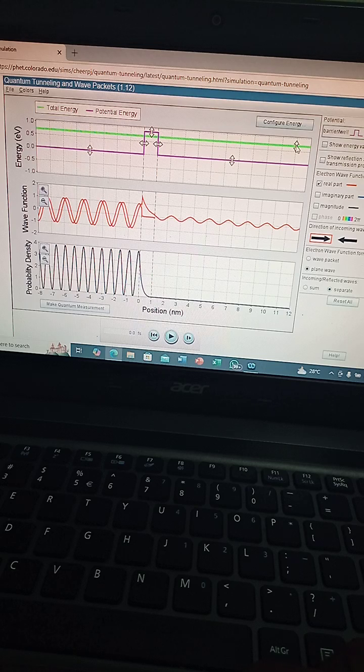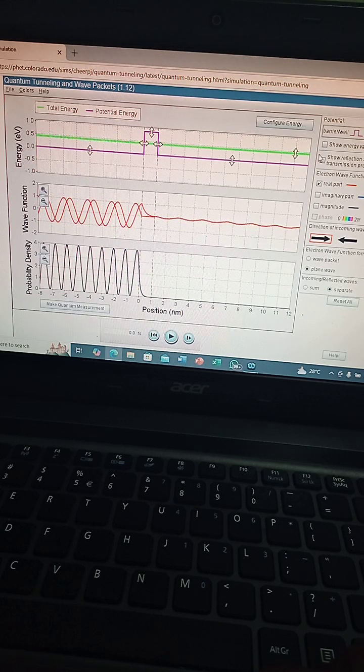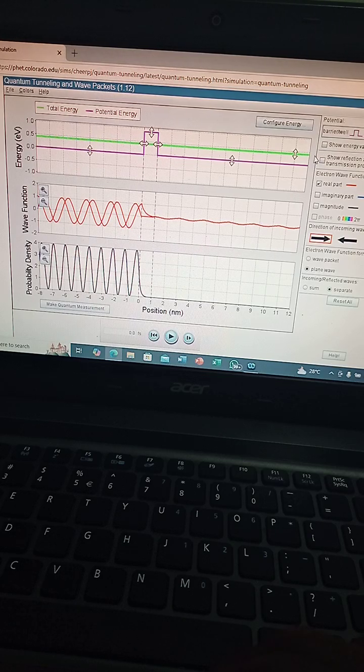Then when we reduce the energy of the particle, as we can see now, we observe a very large wavelength, meaning the energy of the particle is decreasing while the wavelength keeps increasing. So this is a little of what I know, or what I can say, about the simulation process of a free particle moving in a potential well.